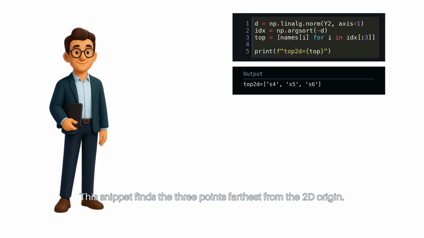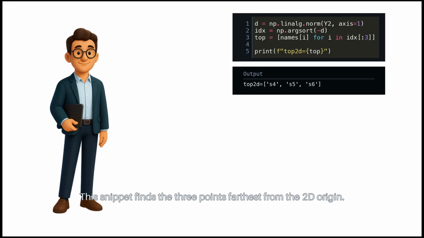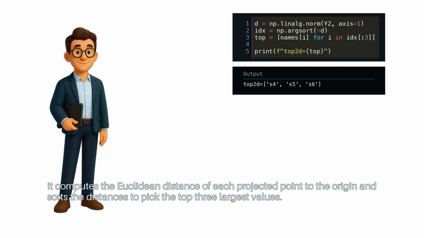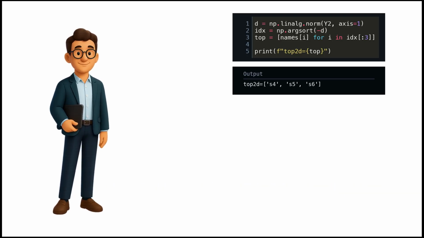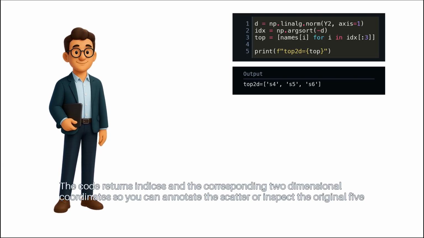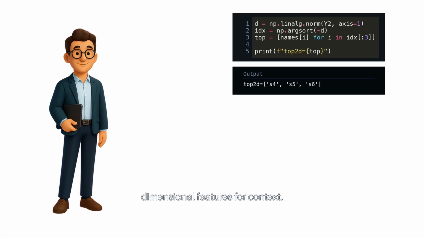This snippet finds the 3 points farthest from the 2D origin. It computes the Euclidean distance of each projected point to the origin and sorts the distances to pick the top 3 largest values. The code returns indices and the corresponding two-dimensional coordinates, so you can annotate the scatter or inspect the original five-dimensional features for context.